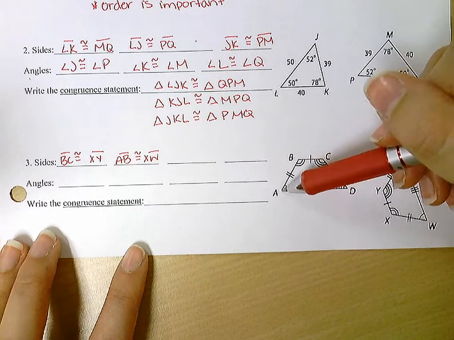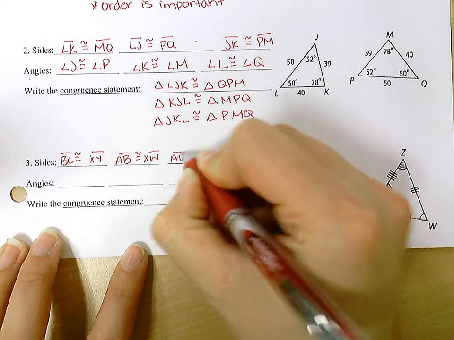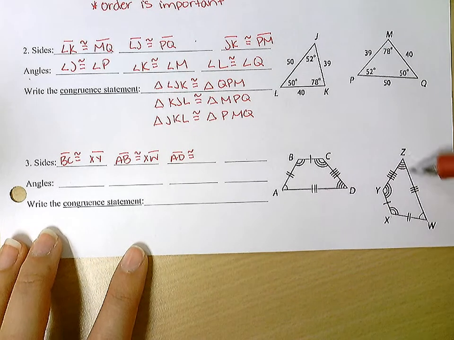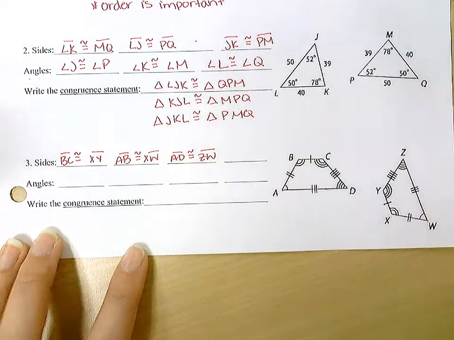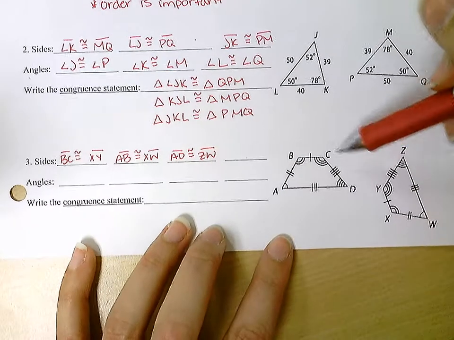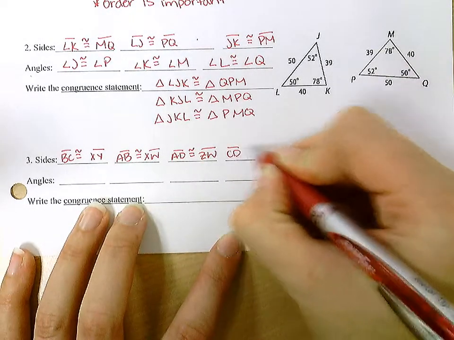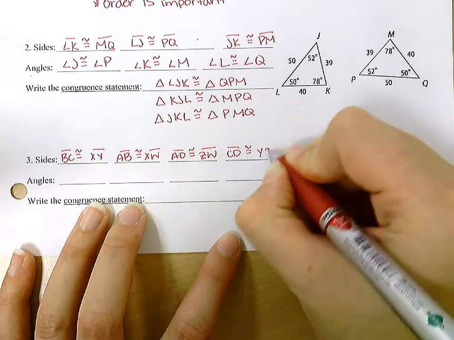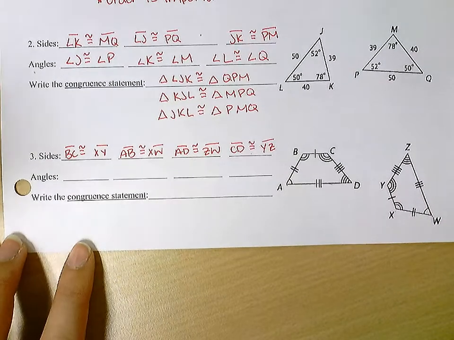My next side in the first figure here is AD. Looking for that triple dash, that would be ZW. Then the last one here is CD with 4 dashes. So look for 4 dashes in your second picture. That would be YZ. Okay, so those are the sides.